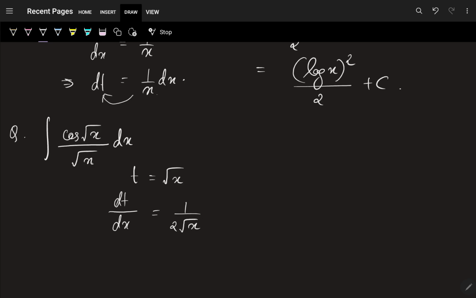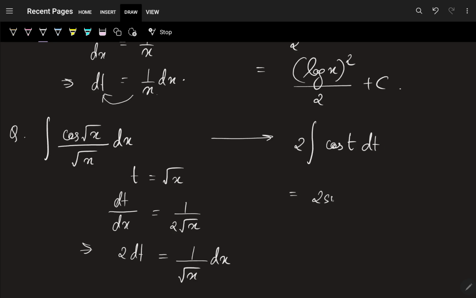But if you see, I have 1 upon root x dx over here. So we cross multiply the 2 over there. So 2 dt is going to be 1 upon root x dx. So this integral is going to become what? Integration of cos of t, and 1 upon root x dx is 2 dt. So we take the 2 out of the way and this is dt.